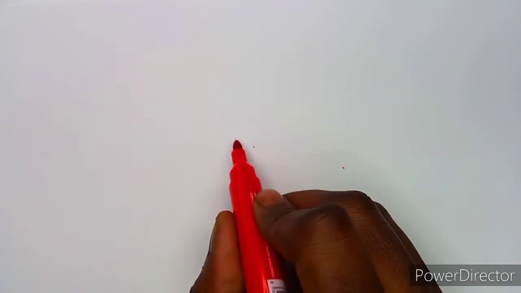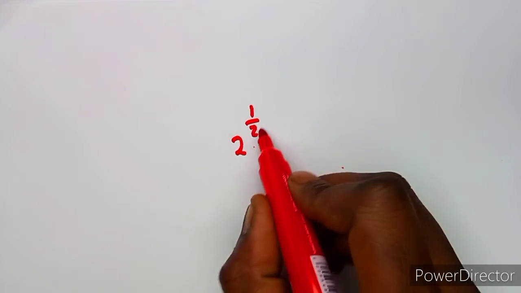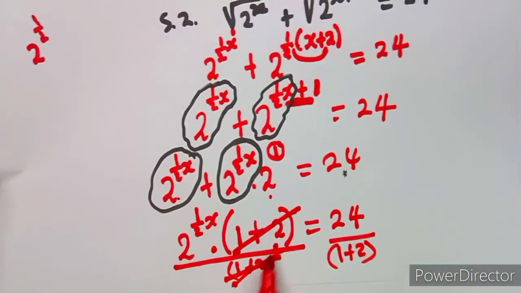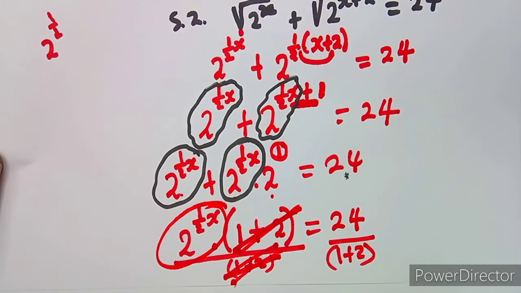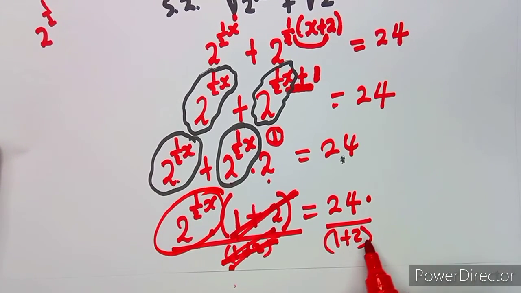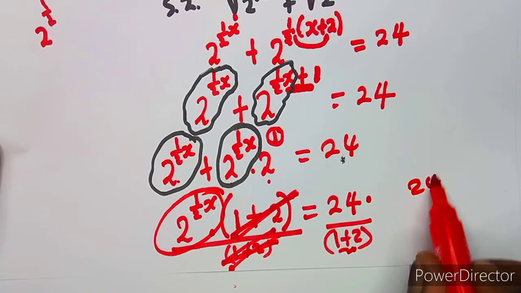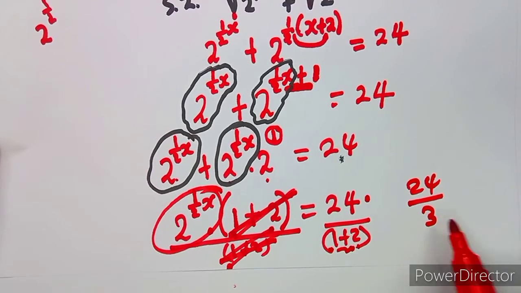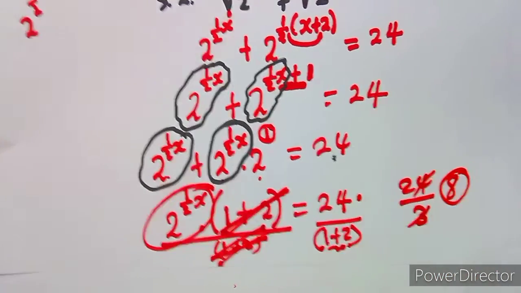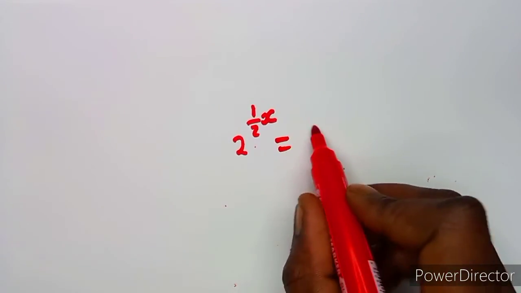So that means you are going to be left with 2 to the exponent of half x. From this part here, you're going to be left with this. Then what is 24 divided by 1 plus 2, which is 3? We are going to obtain 8 there. So this is going to give us 8. So we are going to have 8 like this.